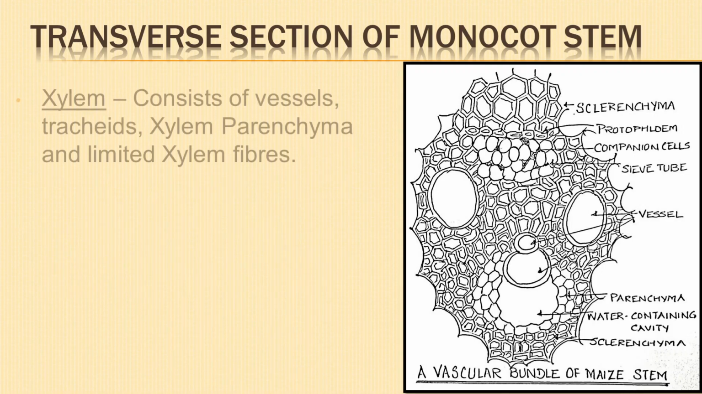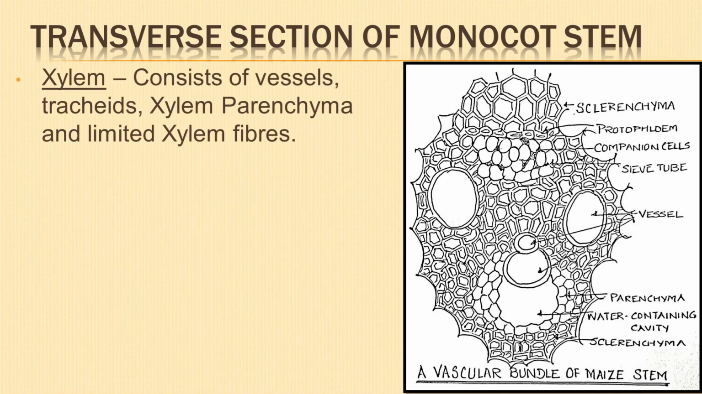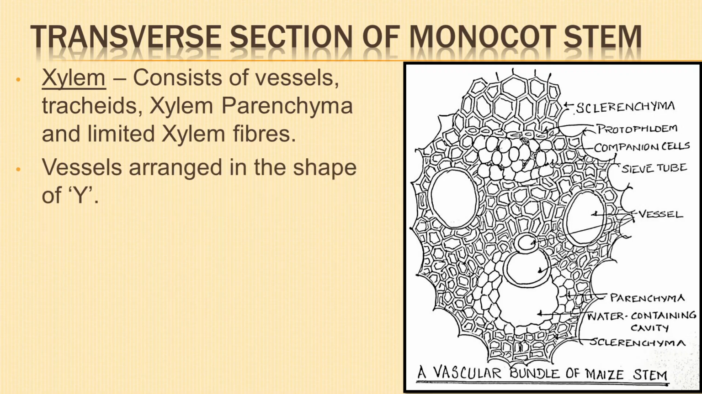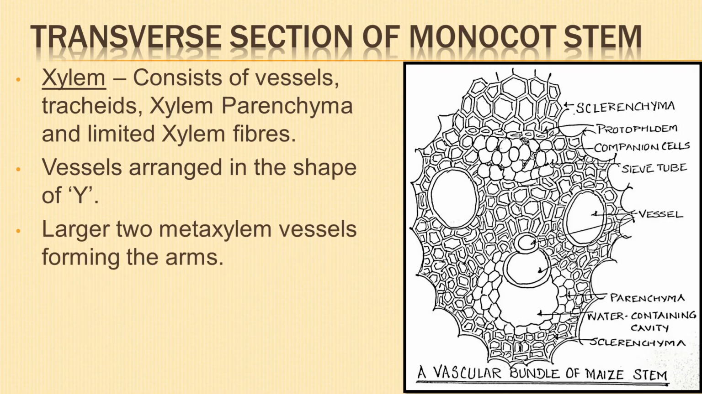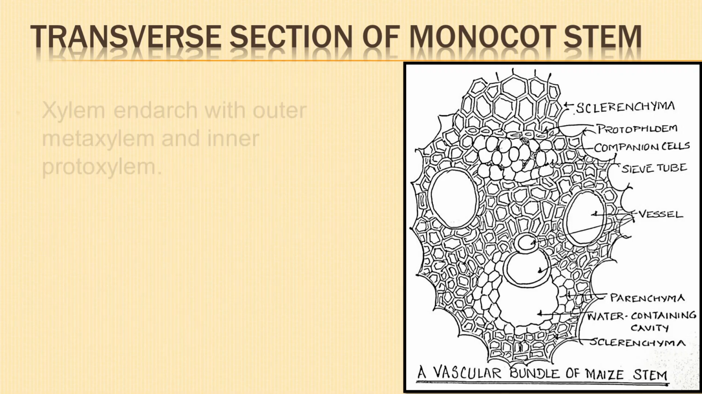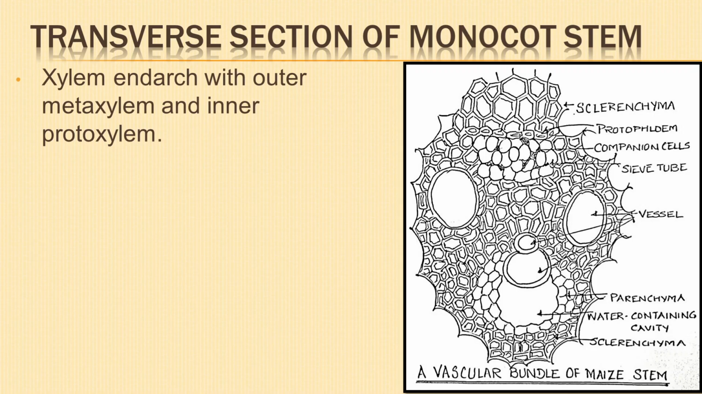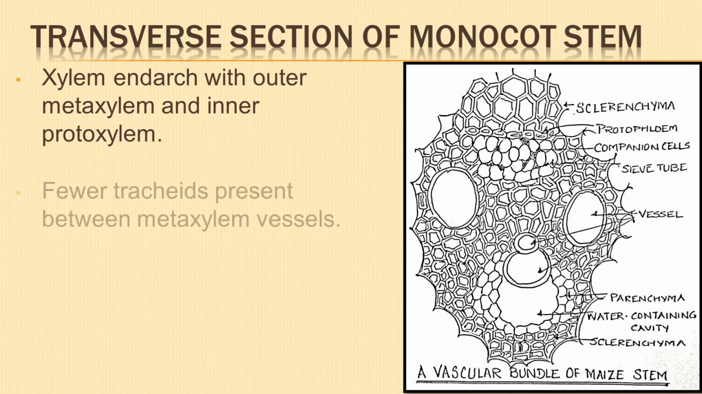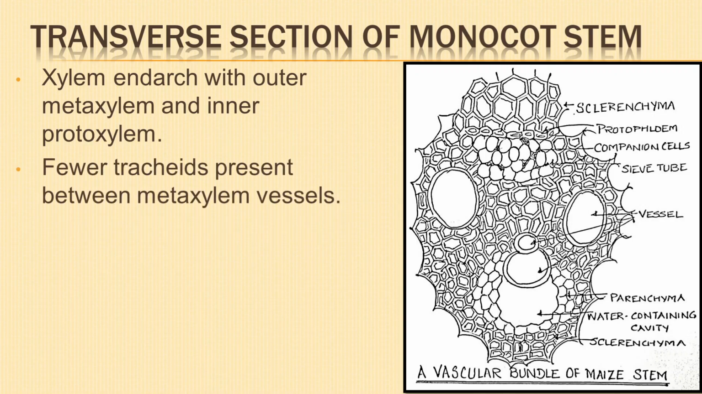Xylem consists of vessels, tracheids, xylem parenchyma, and limited xylem fibers. The vessels are arranged in the shape of the letter Y, with larger two round pitted metaxylem vessels forming the arms and smaller annular or spiral protoxylem vessels forming the base. Xylem are endarch, with outer metaxylem and inner protoxylem. Fewer tracheids are present between the metaxylem vessels.